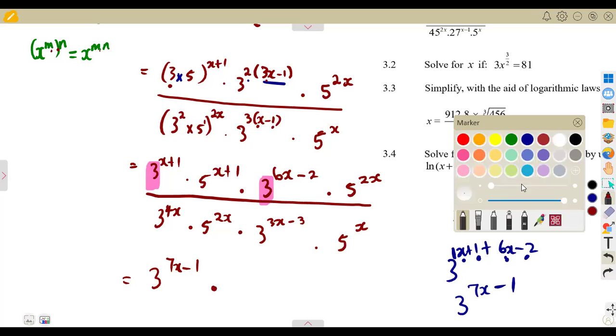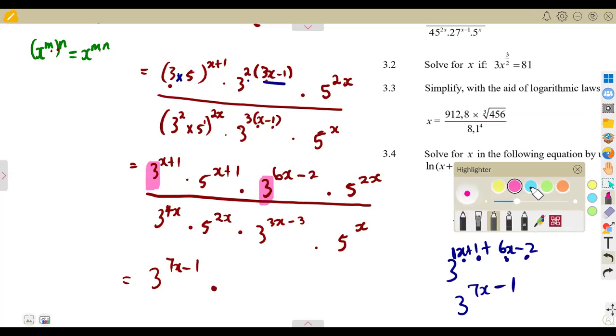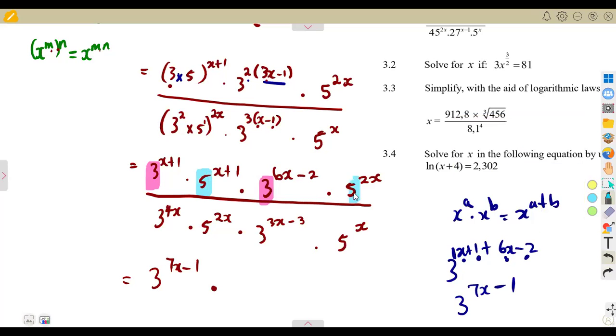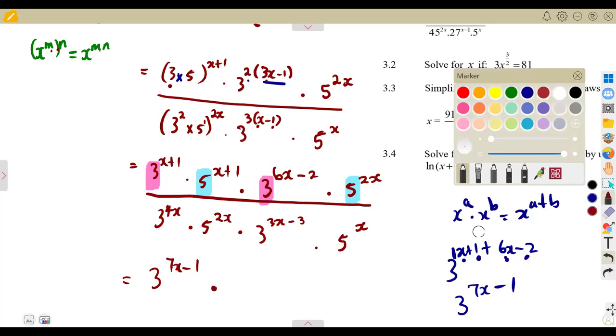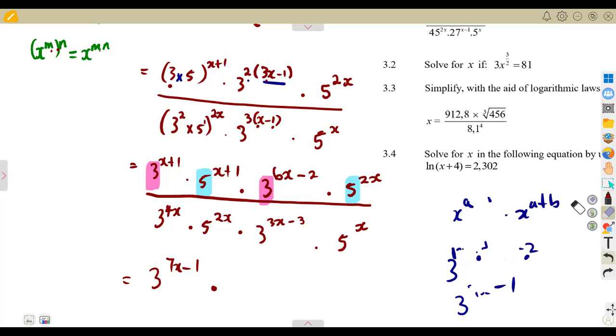You do the same thing on the 5. This 5 here, the base of 5, you're also multiplying there. Considering the case that you are multiplying, whenever you are multiplying, you're going to add the exponents. So you're supposed to add x plus 1 plus 2x.